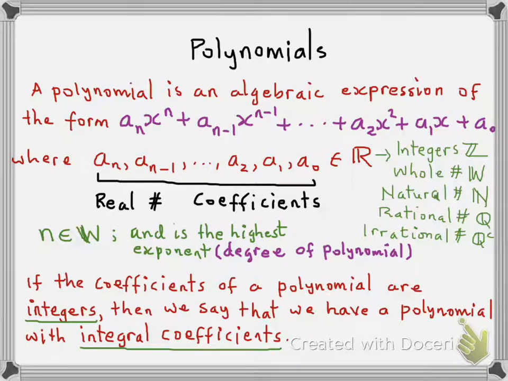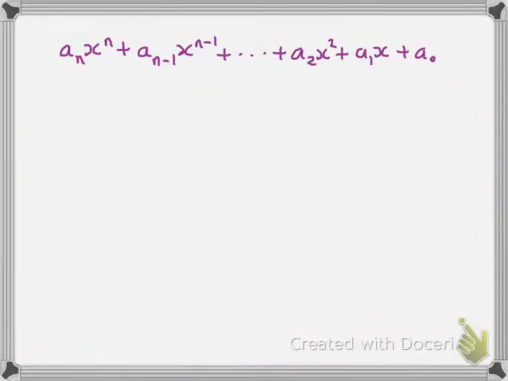If the coefficients of the polynomial are integers, then you say that your polynomial is a polynomial with integral coefficients. In this generic form that I've just written down, the polynomial has real number coefficients. But if you have a polynomial with integers as coefficients, you say that it's a polynomial with integral coefficients.